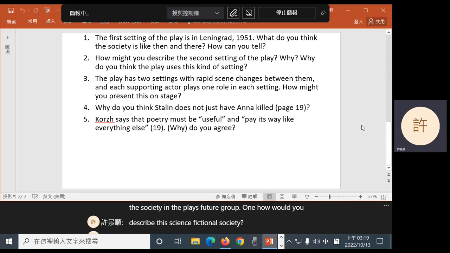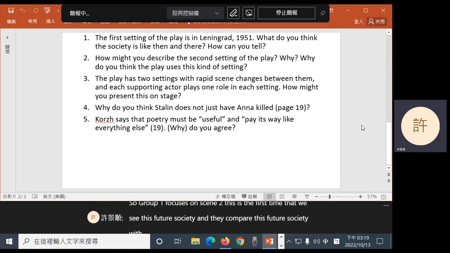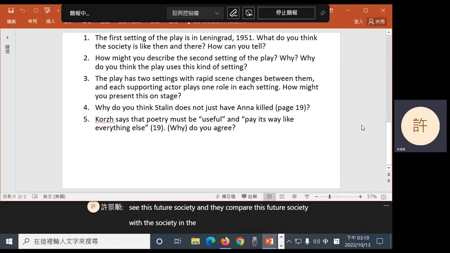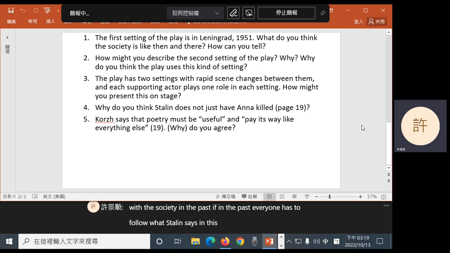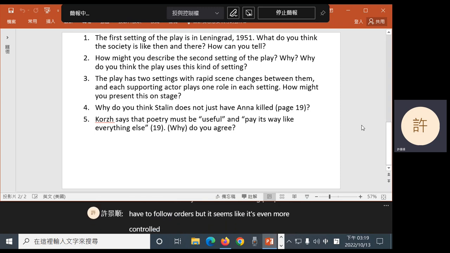Okay, so group one focuses on scene two. This is the first time that we see this future society, and they compare this future society with the society in the past. If in the past everyone has to follow what Stalin says, in this future setting, people also still have to follow orders. But it seems like it's even more controlled than the past society.